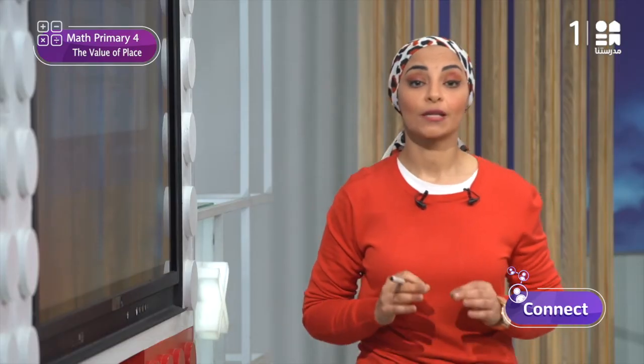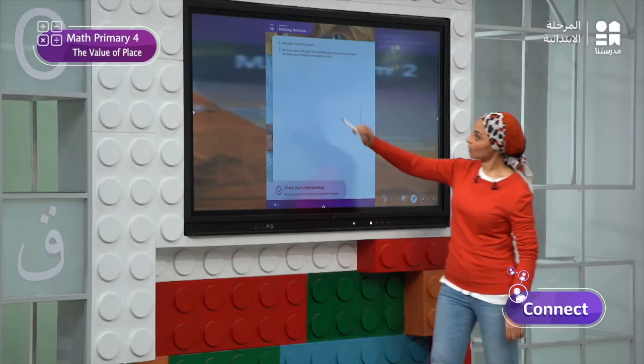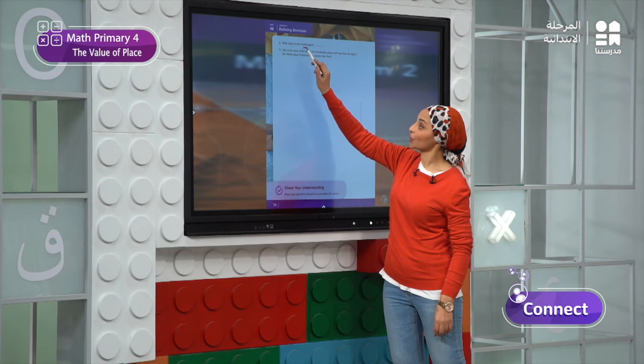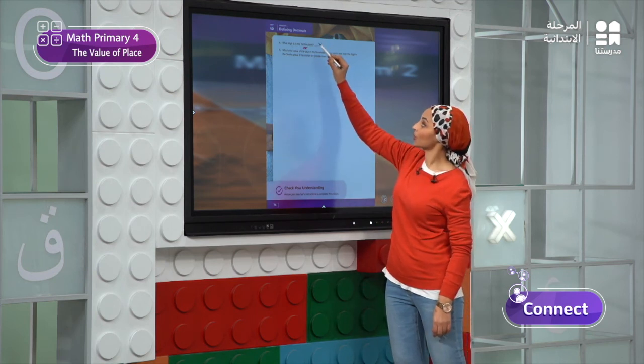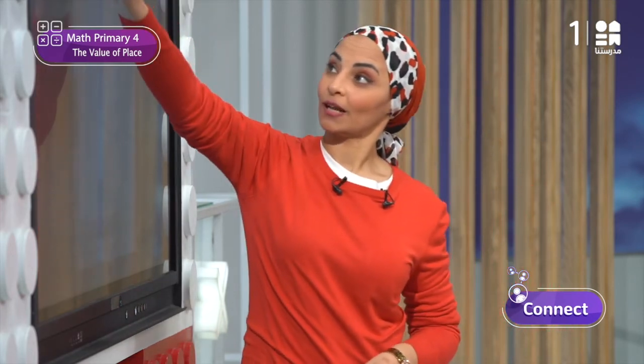Okay, the digit in the 10th place is the first digit on the right of the decimal point, which is 8. So he's asking me about the digit in the 10th place, which is 8. So write here 8. Now the fifth question, like you see here, this fifth question is very important.